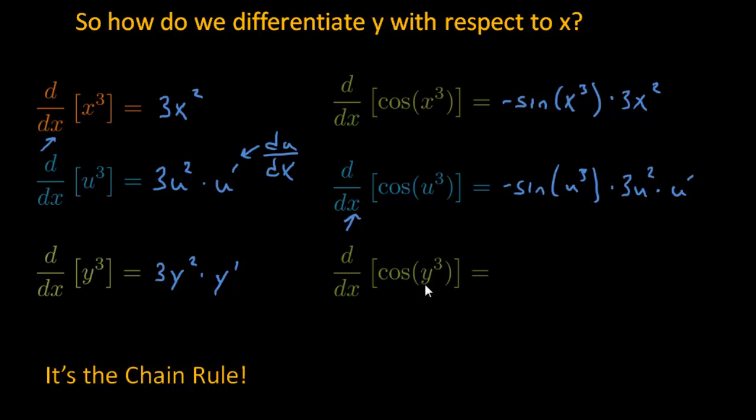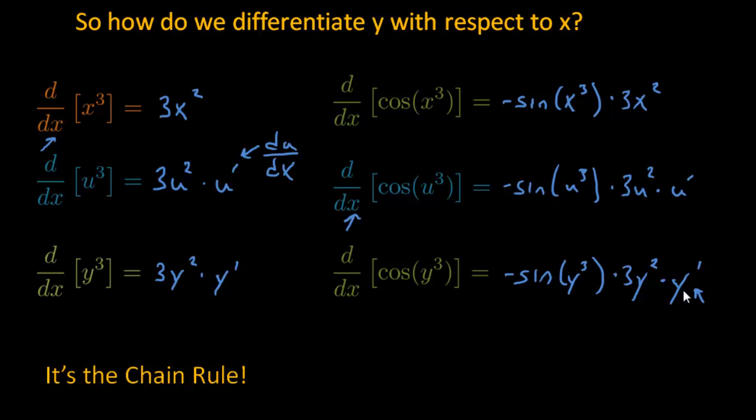And then the derivative of cosine of y cubed, very similar. It's going to be negative sine of y cubed times 3y squared times y prime. Now remember that this y prime, that's a derivative. That's how we've been using y prime in the previous videos.